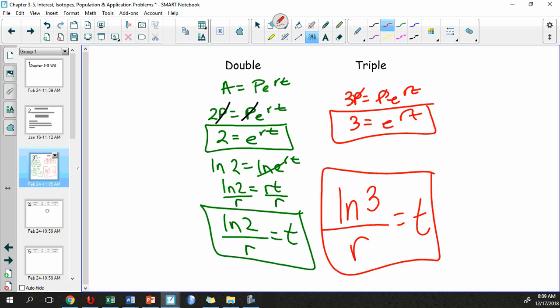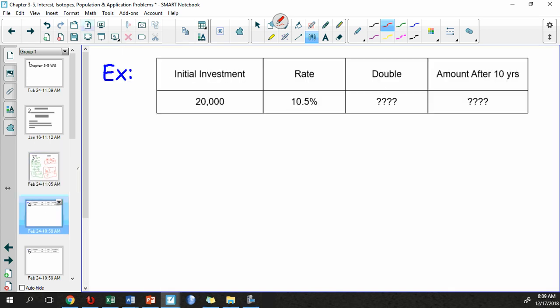Let's go ahead and do an example of that. So I give you your initial investment. I give you your rate. I want to know the time it takes to double your money. And then I also want to know the amount that you're going to have in your account after 10 years. So how do I go about doing this? Well, I need to know what I know. What is $20,000 going to be in this case? What letter? And whenever I say what letter, I'm talking about in this formula. So P is equal to the $20,000, right? What's the rate of 10.5% going to be?